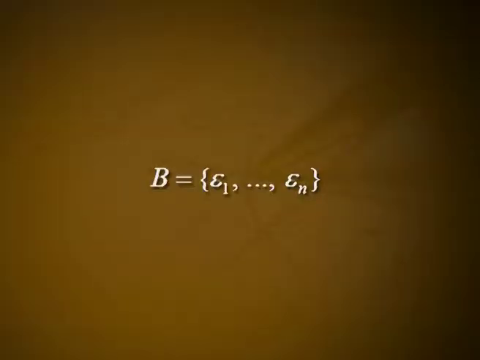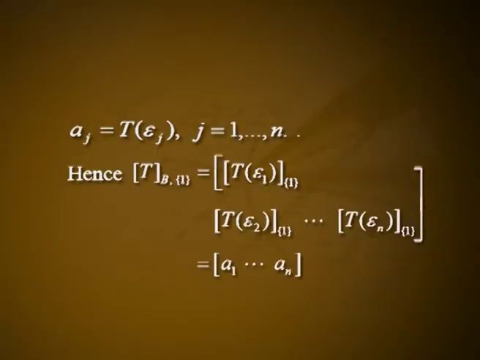We now verify that relative to the standard ordered basis B equal to epsilon 1, etc., epsilon n for F^n and the basis {1} for F, the linear functional T is represented by the 1 by n row matrix [a1, etc., an]. Noting that for j equal to 1 to n, epsilon j is the n-tuple with all entries except the jth equal to 0 and the jth equal to 1, we have aj equal to T of epsilon j, j equal to 1, etc., n. Hence, the matrix of T relative to basis {1} is equal to the matrix [T epsilon 1, T epsilon 2, etc., T epsilon n], which is equal to the matrix [a1, etc., an].